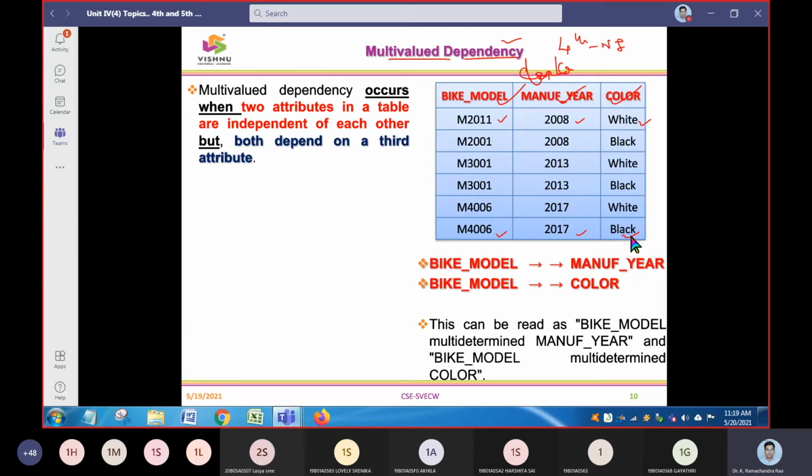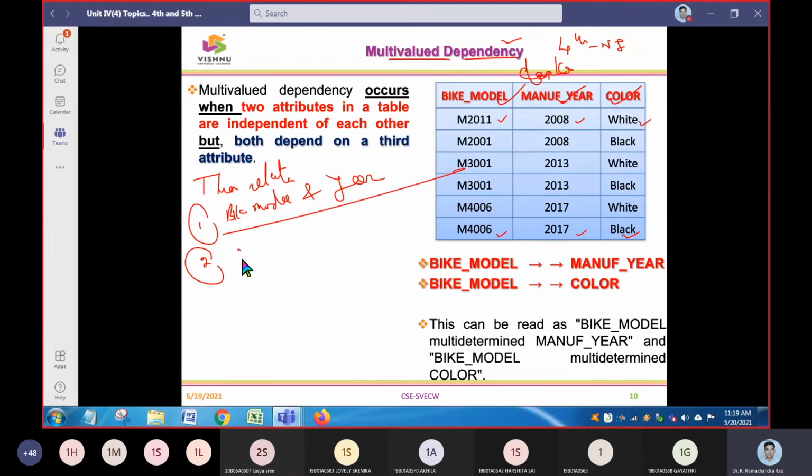Okay, now let us check this. There is a relation between bike model and year. That is relation number 1. Second relation was bike model and color. Okay, these two are valid relations, because both of them are talking about the bike model.